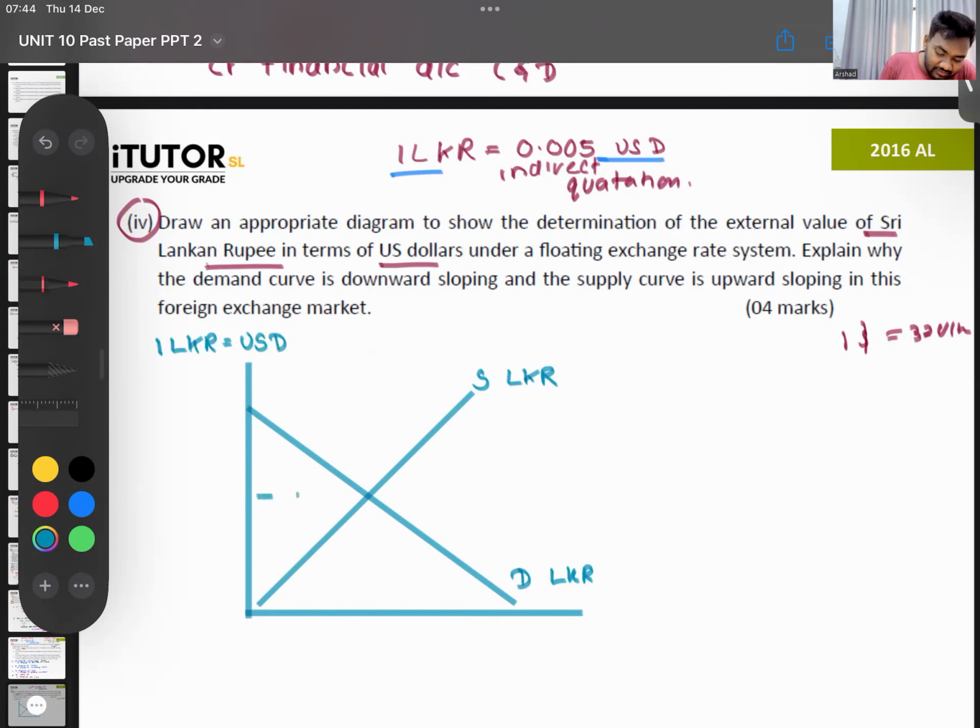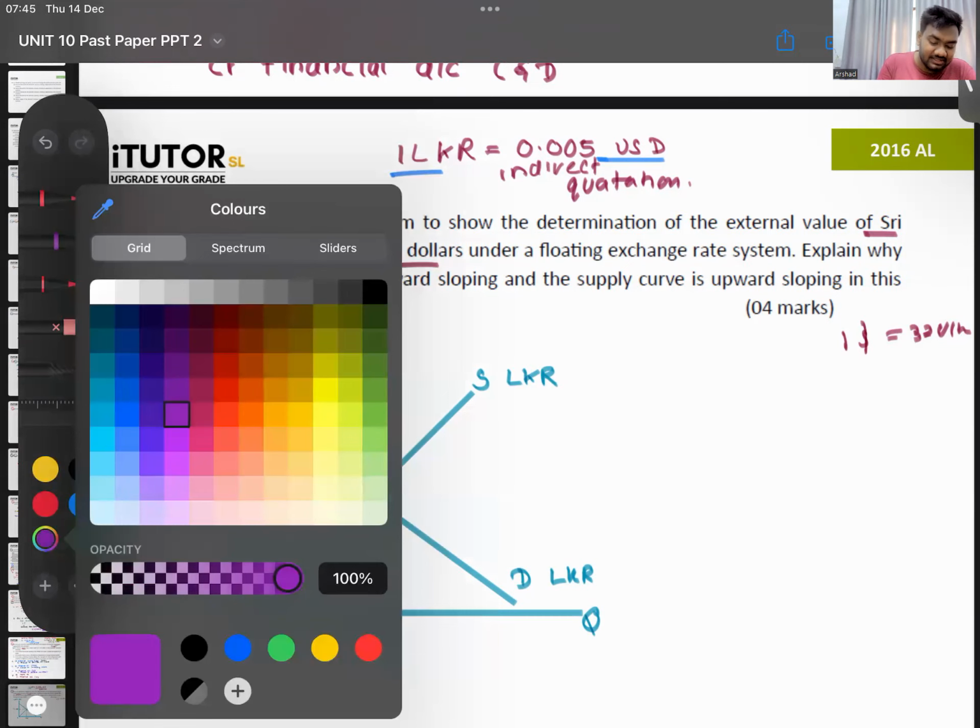So we'll assume 1 LKR is 0.05 US dollar. Then over here, you get the quantity. We can give any quantity, right? So this is the quantity of LKR exchanged. This is a more complete diagram to give. Now, because they are saying to draw a diagram, you are to properly draw and label that. So you will most likely get around maybe 2 marks for that.